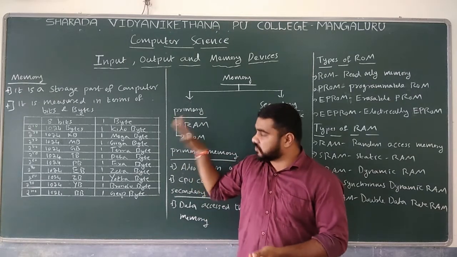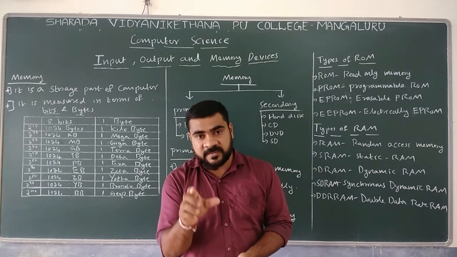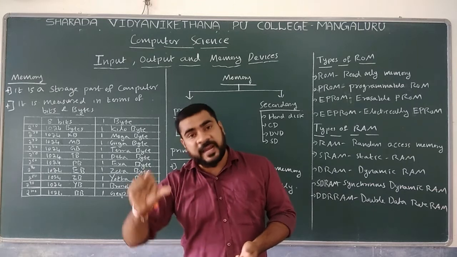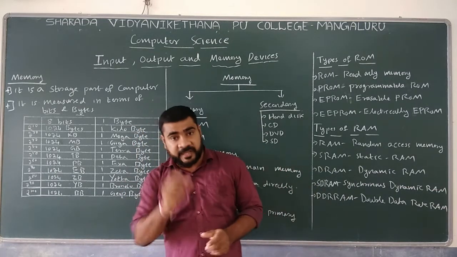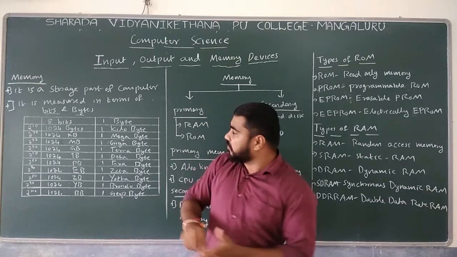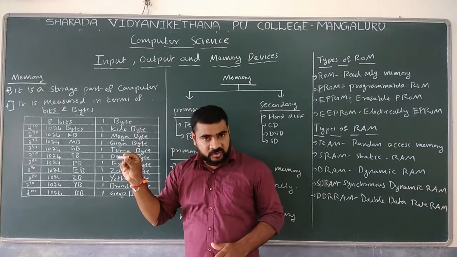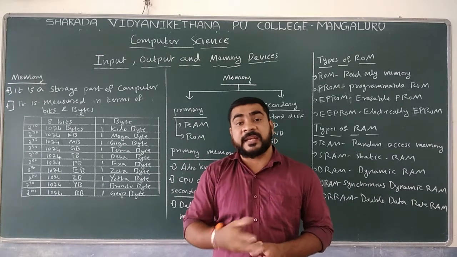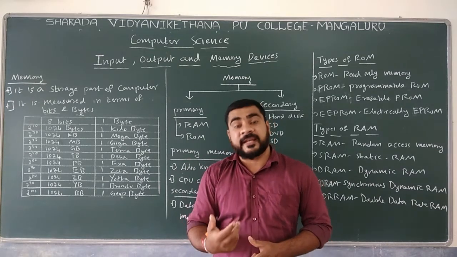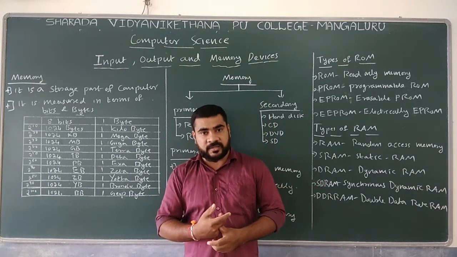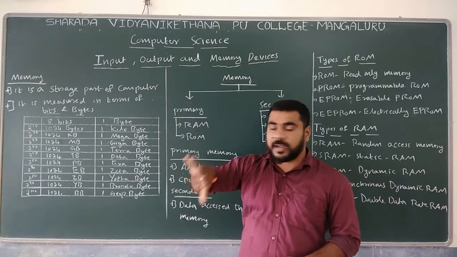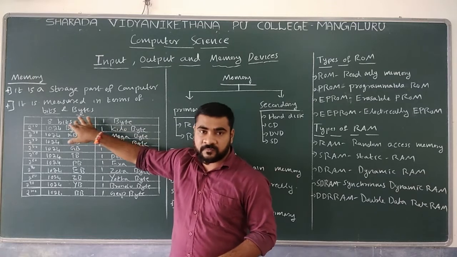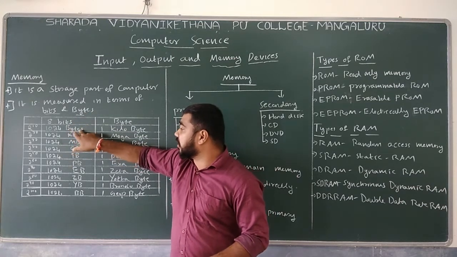Like that, memory also. The smallest is the bit, 1 bit. 8 bits combined make 1 byte. 8 bits means we can store 8 characters. Like that we can store the data. So normally 1 byte means 8 bits. The next one is 1024 bytes.